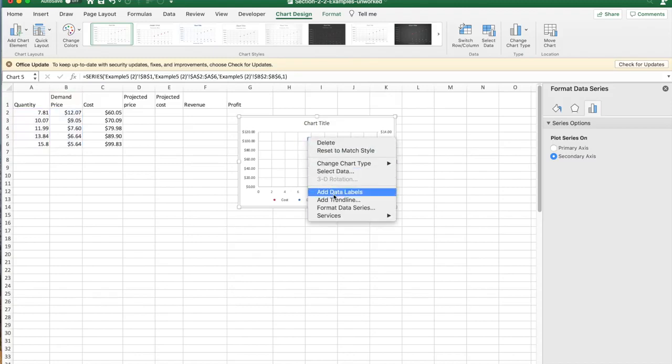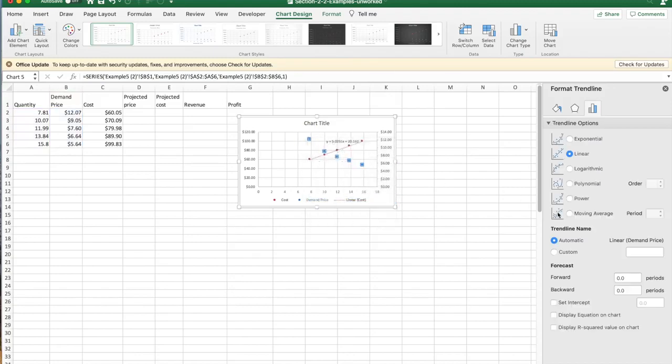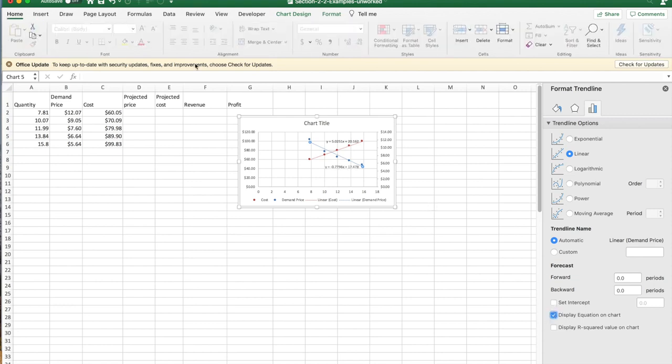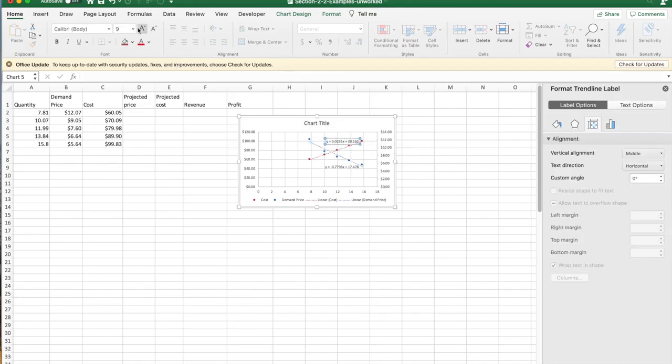I'm going to once again add a trend line. I'll display the equation on the chart. I go to Home, pick each of my formulas, bring them up to 12 point to make them easier to read. And now I'd like to have a projected price and a projected cost and put those into my table.